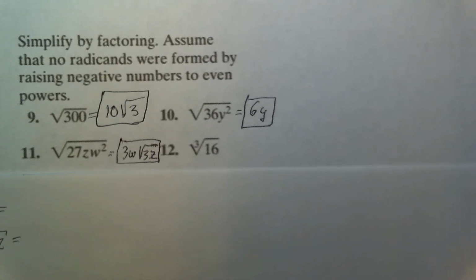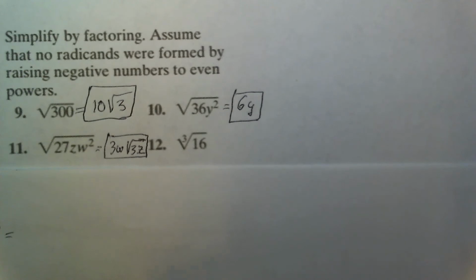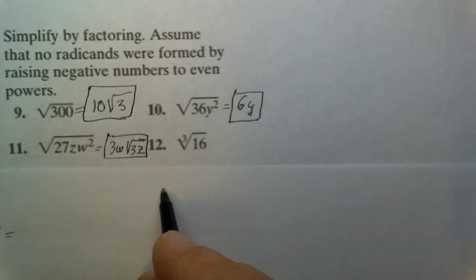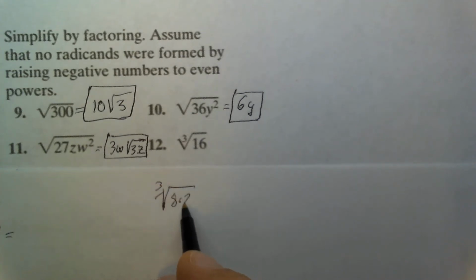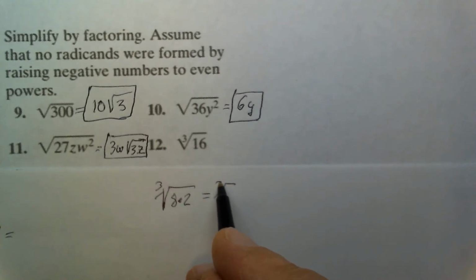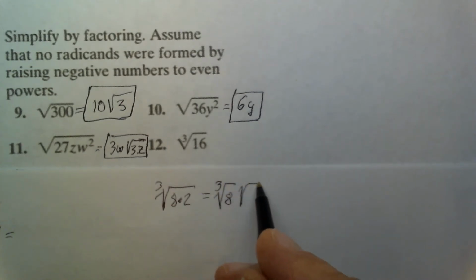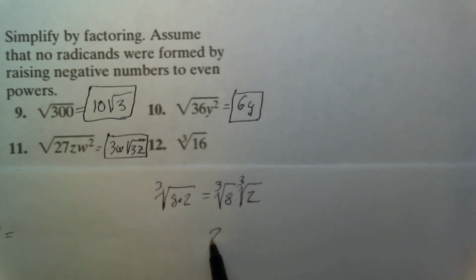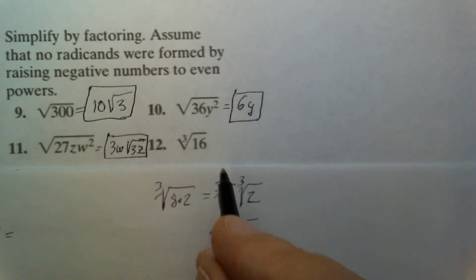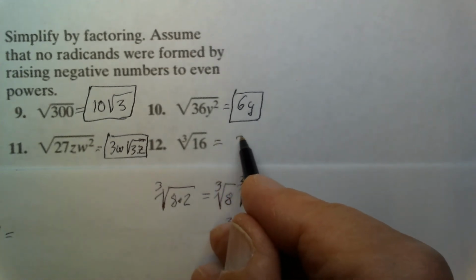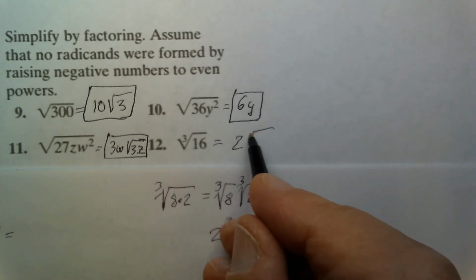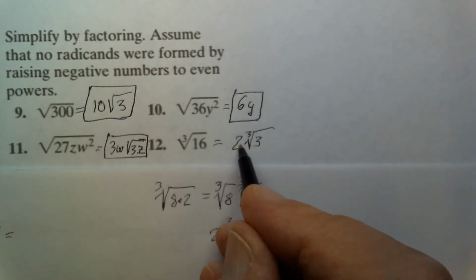And for number 12 rather, the cube root of 16 we can write as the cube root of 8 times 2. 8 times 2 is 16. So that would be the cube root of 8 times the cube root of 2. And the cube root of 8 is 2. So it's 2 times the cube root of 2. So equals 2 times the third root or cube root of 2.